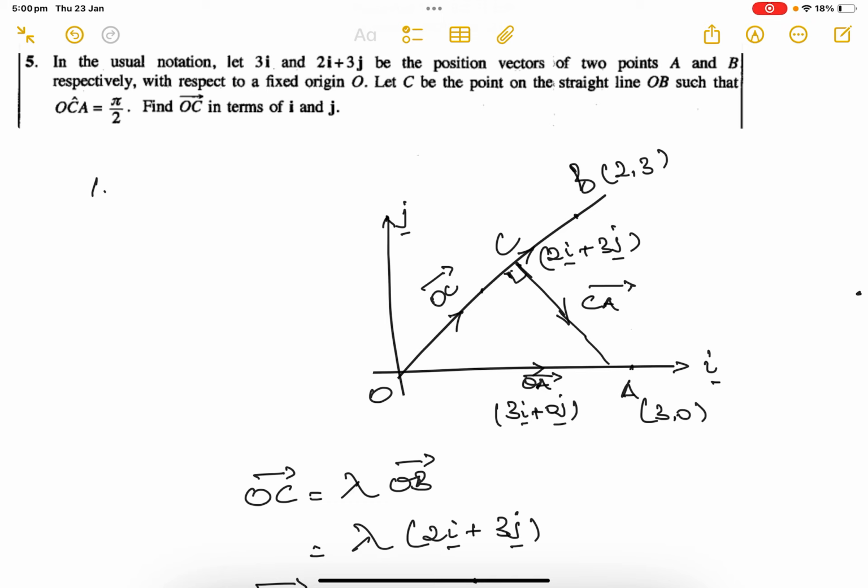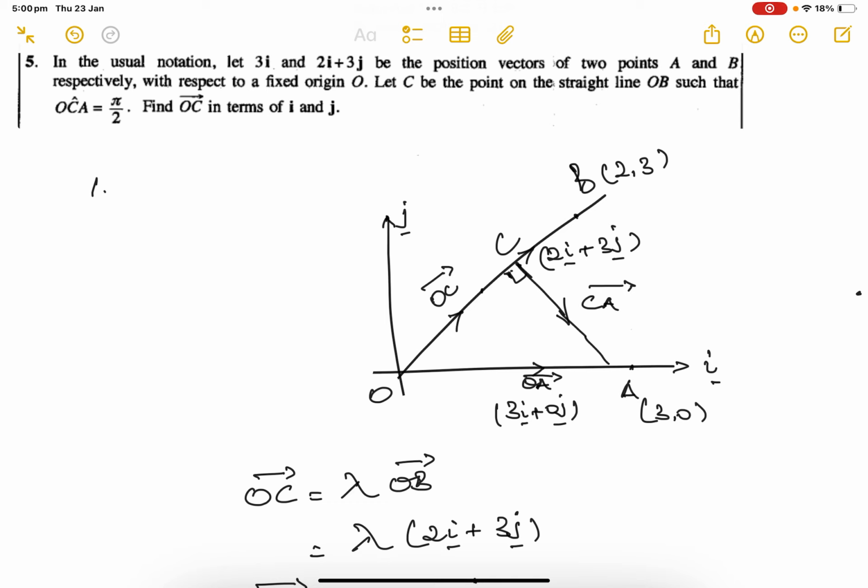A past question on vector. In the usual notation, let 3i and 2i plus 3j be the position vectors of two points A and B respectively with respect to a fixed origin O. Let C be the point on the straight line OB such that angle OCA equals pi by 2. Find the vector OC in terms of i and j.